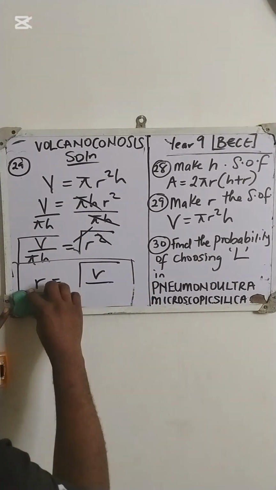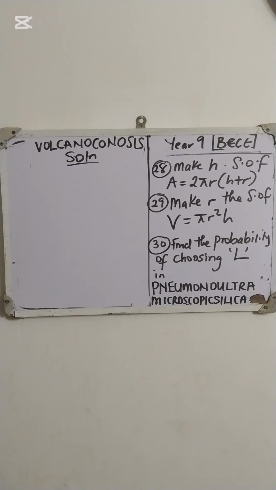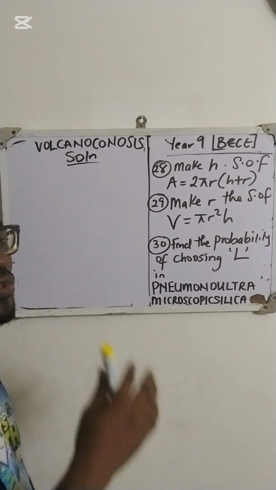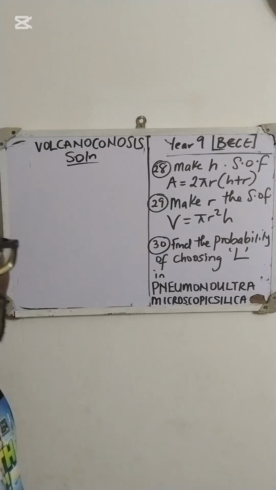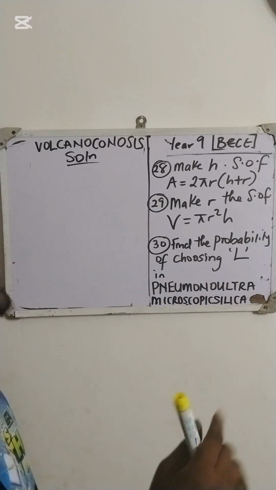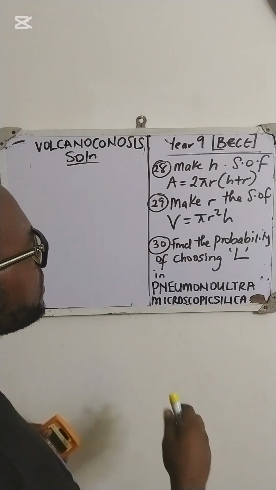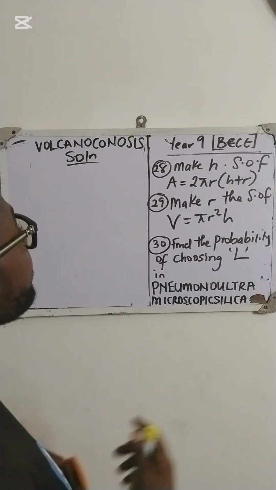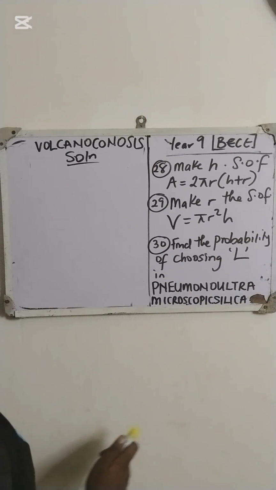So let's move on to this long crazy word. Now this is a probability question. What's the probability of choosing L from pneumonoultramicroscopicsilicovolcanoconiosis? I heard that's the longest word. I don't know, I heard some other long words. So what is the probability of getting an L? First, we have to know all the letters there.